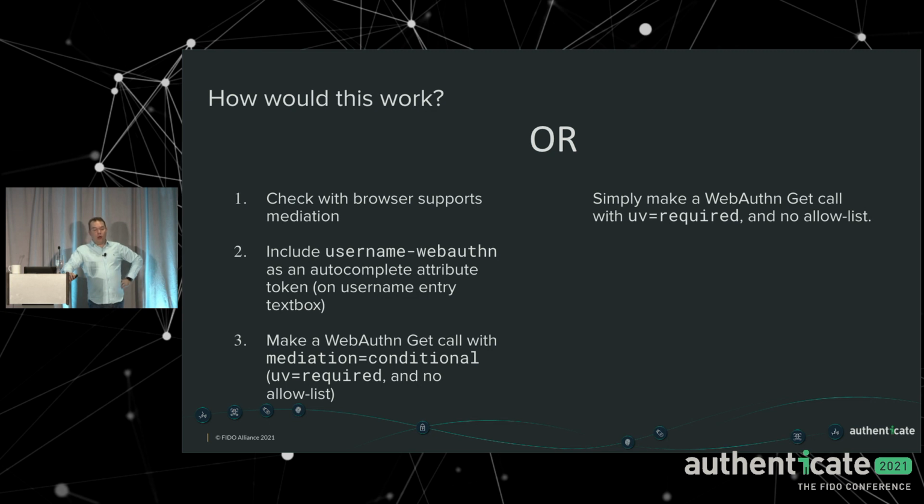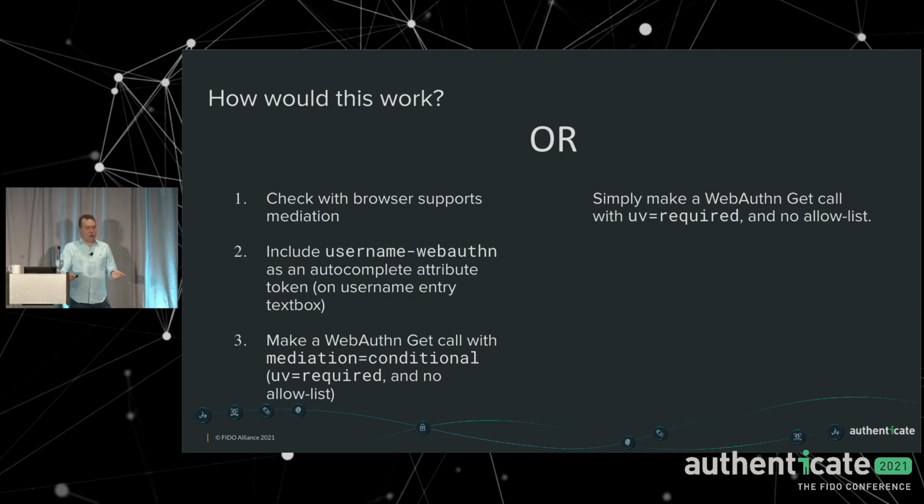So how would this work? Well, first you have to check whether the browser supports the scheme. We call it mediation, or mediated credential management. So the idea is that FIDO mediation would be tested. At that point, as an autocomplete attribute, you'd be adding this username WebAuthn field, and then you'll be making a WebAuthn call just like you always do, but you set mediation to conditional, which basically means the browser would now be autofilling these credentials for the user into that field that you've specified if credentials were to exist.